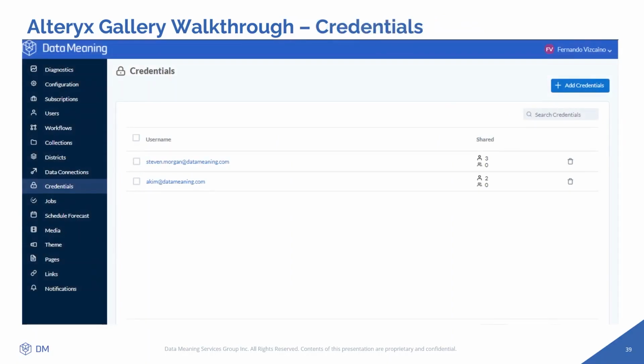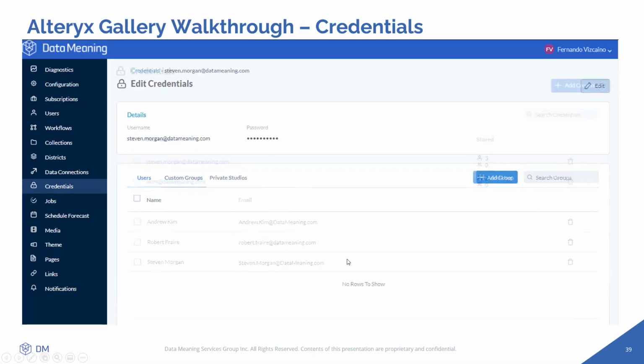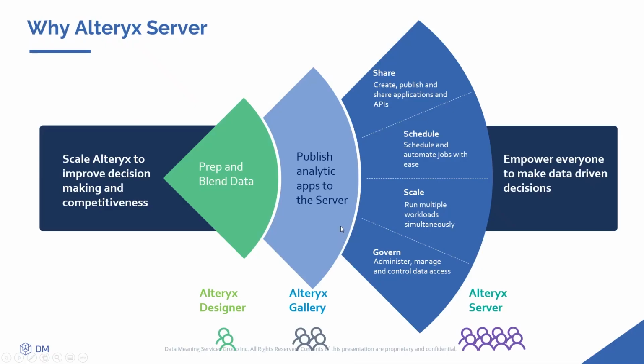On the Alteryx Server, we also have credentials. You can set up specific users and passwords, and you can store those on the server and then provide those to users so they can run workflows with different credentials. This way, they would have access to file folders or database connections within the workflow. They won't know the password, but they can use those credentials for particular executions. You can just add the credentials and then share those credentials with specific users.